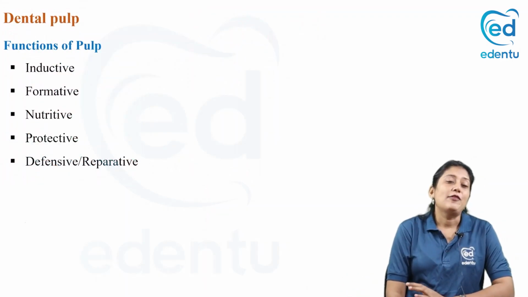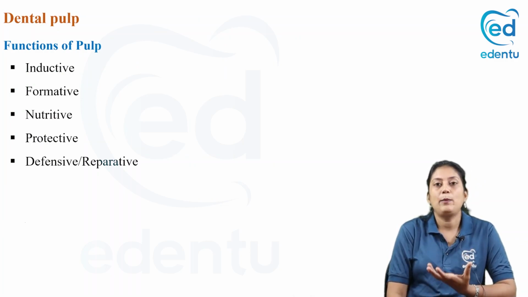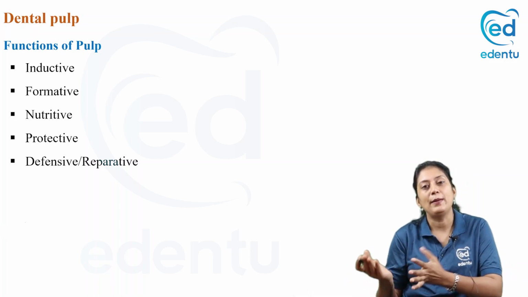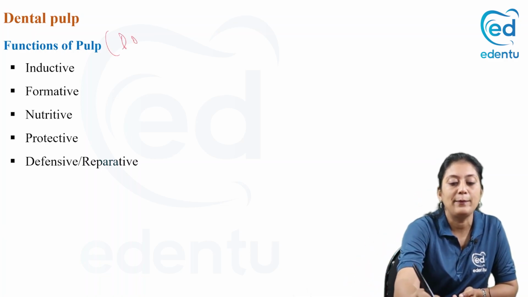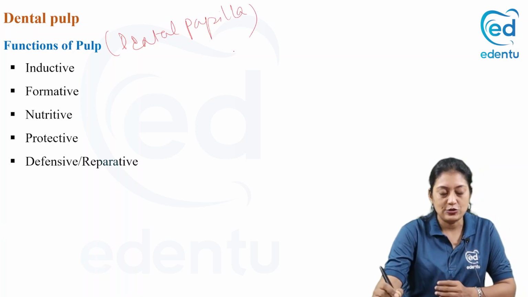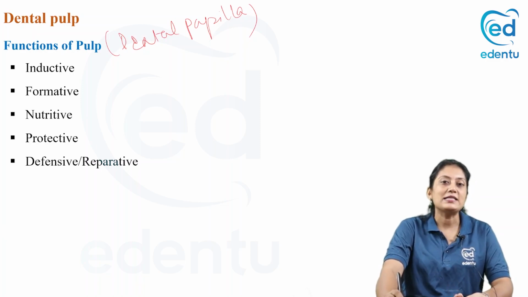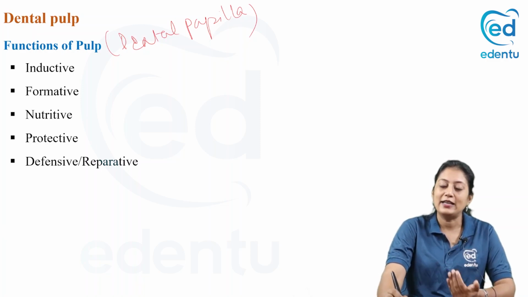So what is the basic function of the pulp? They have so many functions. The first function is as dental papilla. Before it forms pulp, embryologically you call it the dental papilla, right? As dental papilla, pulp has an inductive function, which means it induces the inner enamel epithelium to form ameloblasts and lay down enamel. So it has an inductive function.